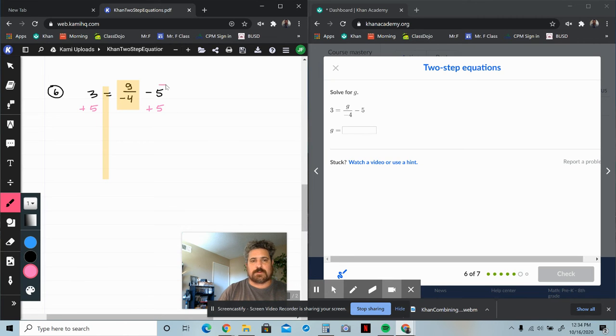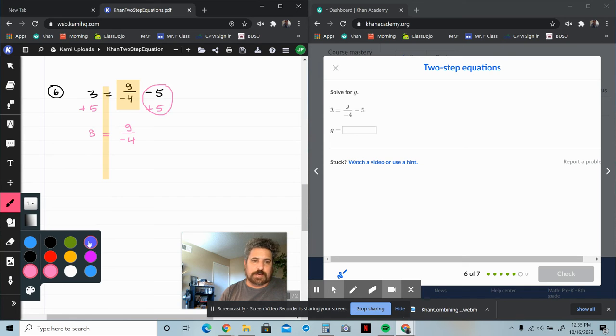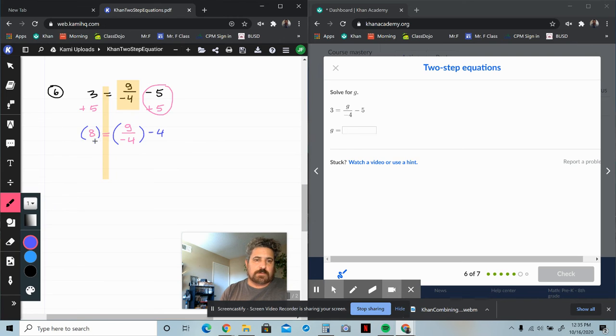This becomes a 0 pair on the right. You're left with 8 on the left. So 8 is equal to g over negative 4. You don't want to have the value of negative 1/4 g, or g over negative 4. What you want to have is the value of 1g. So how do you undo divide by negative 4? You just multiply by negative 4. And as long as you multiply both sides by negative 4, you're creating an equivalent equation.